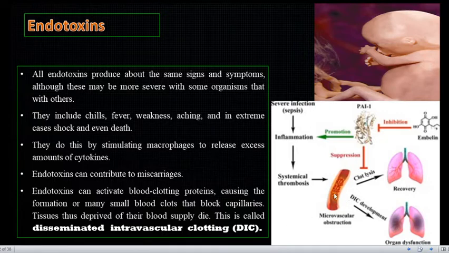So ito siya. This will happen in severe infections, magkakaroon ng inflammation and magkakaroon ng systemic thrombosis. So, mabablock yung ating mga capillaries. And then after that, if wala ng blood na nagfo-flow doon sa inyong tissues, the tissues will undergo DIC development and will later on die. Okay? So, ito yung healthy na lungs. Ito yung lungs na hindi na naka-receive ng blood. So, yan ang DIC.